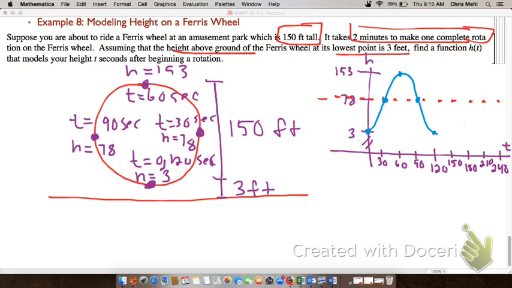And then another 30 seconds through, you're back at the middle height. Another 30 seconds, you're at the max height. After 210 seconds, you're back at the middle height. And then finally, through 2 rotations, you're back at a height of 3 feet. So that's what the graph would look like of this function modeling your height on the Ferris wheel, where t is in seconds.